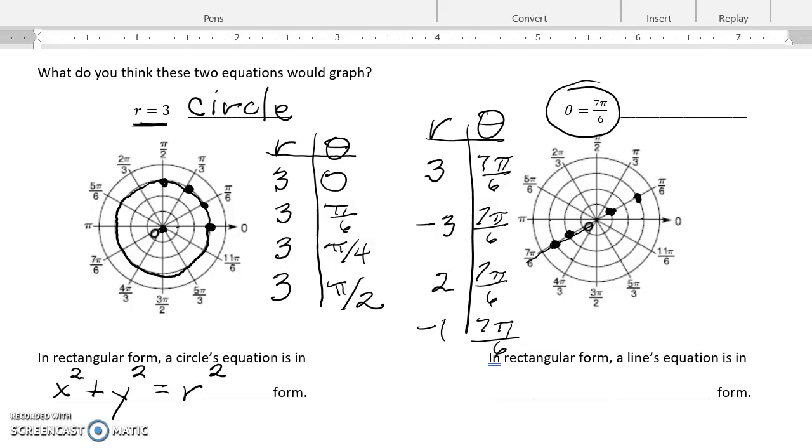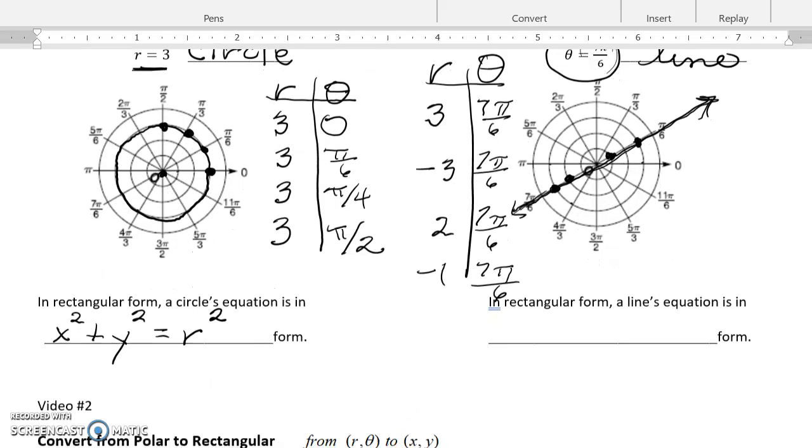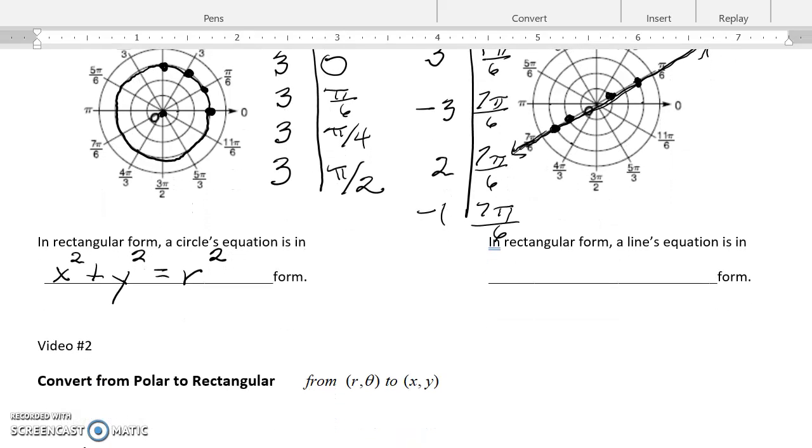We end up getting a line. So anytime we have theta equals 7 pi over 6, theta equals pi over 3, anyway, it's going to be a line passing through this angle. So find 7 pi over 6, draw a line through it. There you go. What is it? It's the line. And in rectangular form, a line's equation is y equals mx plus b form.